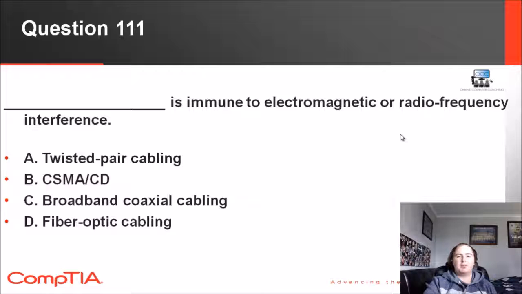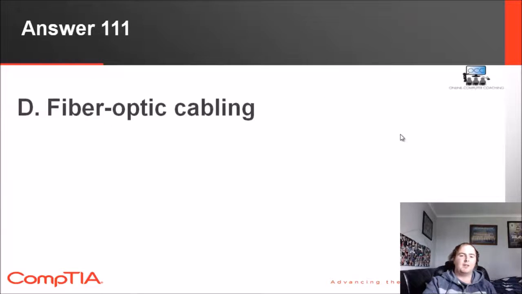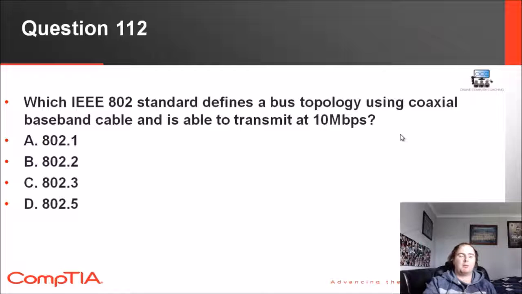Blank is immune to electromagnetic or radio frequency interference. We've got twisted pair cabling, CSMA CD, broadband coaxial cabling, and fibre optic cabling. If we have a look through these, most of these are copper, and there's one that's not, and that is D. Fibre optic cabling reduces crosstalk and noise. It goes to fibre optic with the way it's manufactured and the way it works. So that's the answer.